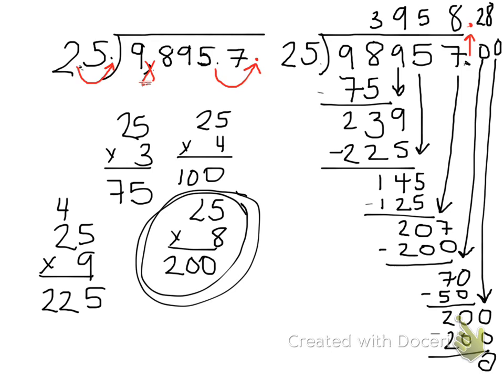So my answer for this question is 3,958 and 28 hundredths. You don't need to worry about writing the comma. We can just write it like that. And now we're done this one.